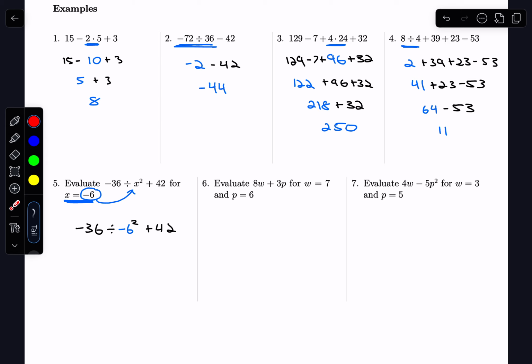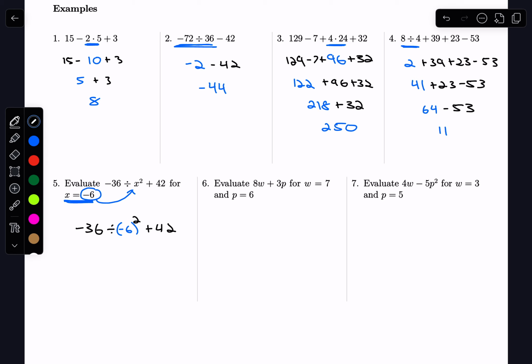So in order to make things clear, whenever you plug in or substitute the value of a variable for that variable, what I want you to do is always put it in parentheses. So that negative 6 squared, I'm going to write in parentheses the negative 6 on the inside, and that squared is going to go up on top of the parentheses.